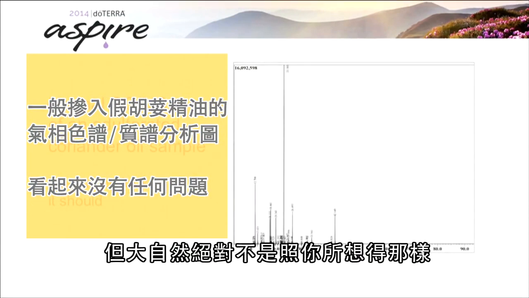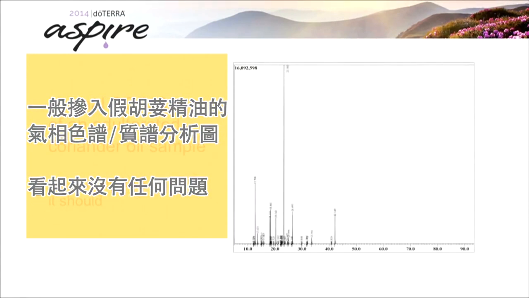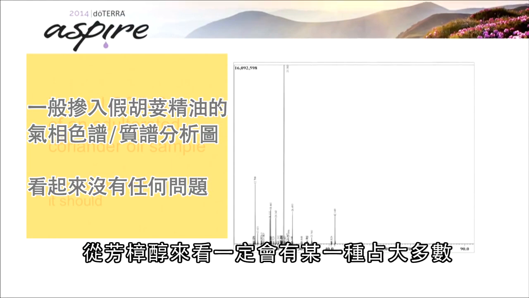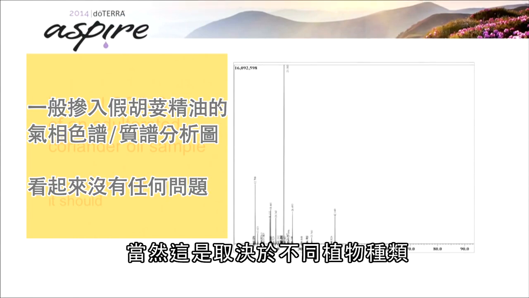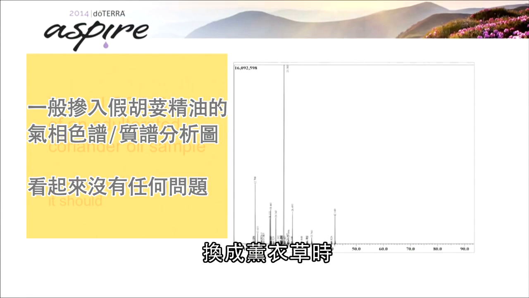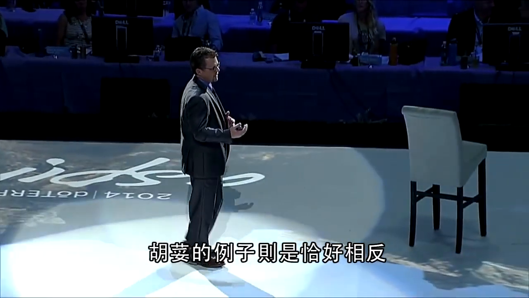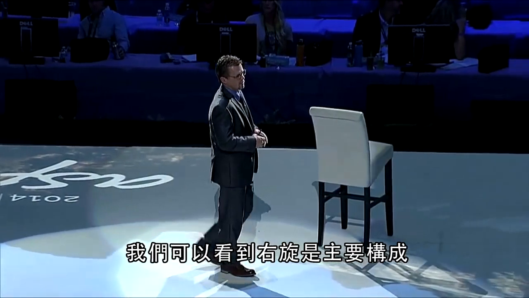But nature is not like that. When plants make molecules, they tend to favor one enantiomer over the other. In the case of linalool, it depends on the plant, but always one form dominates over the other. In lavender, for example, L-linalool would be maybe 95% over the D form. In coriander, on the other hand, we see that D is the main form.